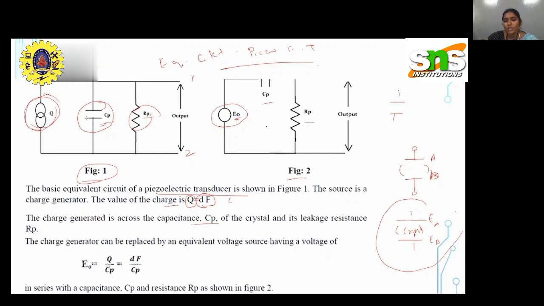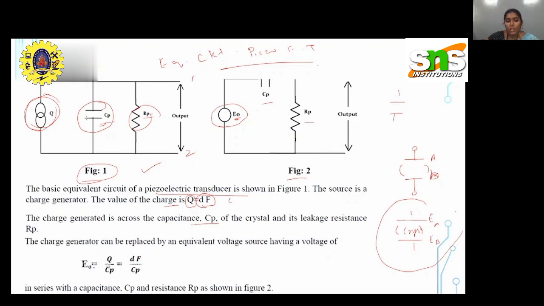So this is the other equivalent circuit, or other way of representing the piezoelectric transducer. This is also one of the equivalent circuits. The basic equivalent circuit is figure 1. To overcome some drawbacks or shortcomings, they have remodeled the second equivalent circuit. In that circuit they have replaced the Q in terms of E naught, and the Cp and Rp are connected in series. So this is also a second way of representing the equivalent circuit of the transducer.